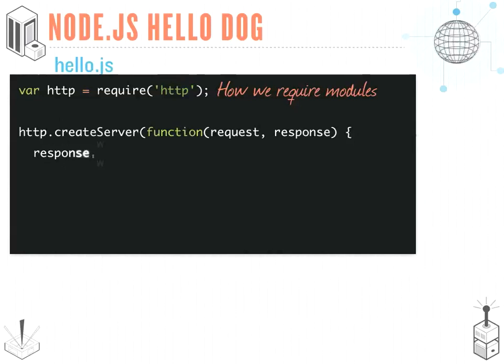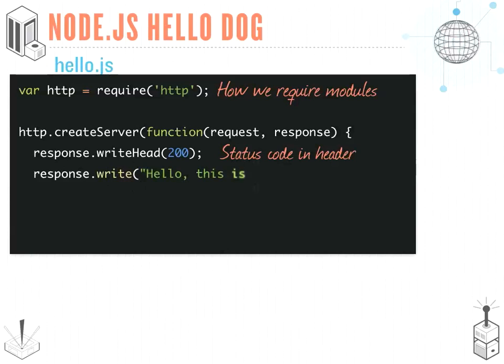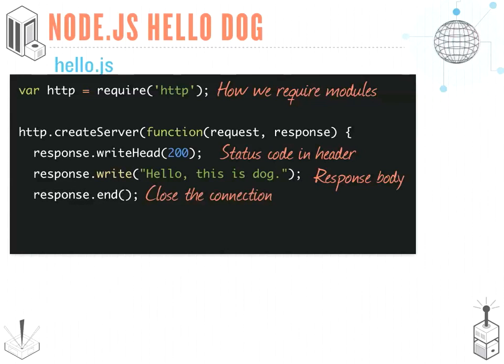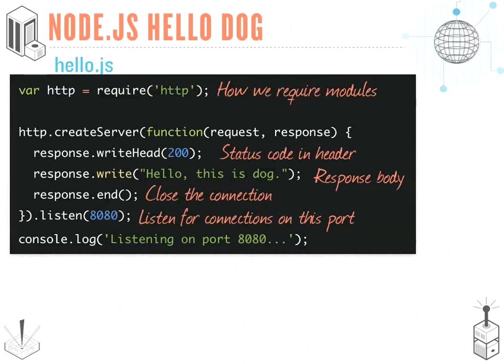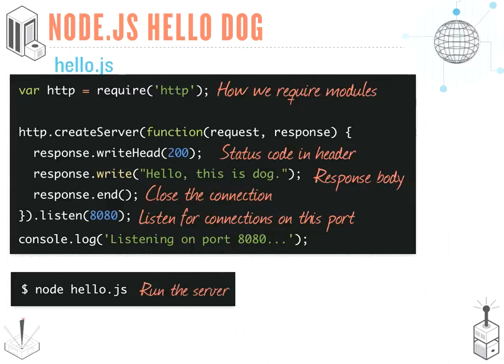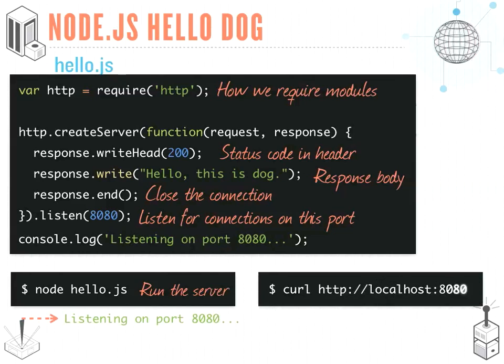We're then going to write a 200 status code in the header for the response. We're going to write out the response body. And then finally, we're going to end the response connection. We want our server to listen on port 8080. And then to ensure our server is running, we're simply going to log out listening on port 8080. If we run the server on our command line, we're going to see that it prints out listening on port 8080. And then if we use the curl command line tool to hit the server, it's going to return to us, hello, this is dog. We could also just call up our browser and go to that port, and we would get the same result.